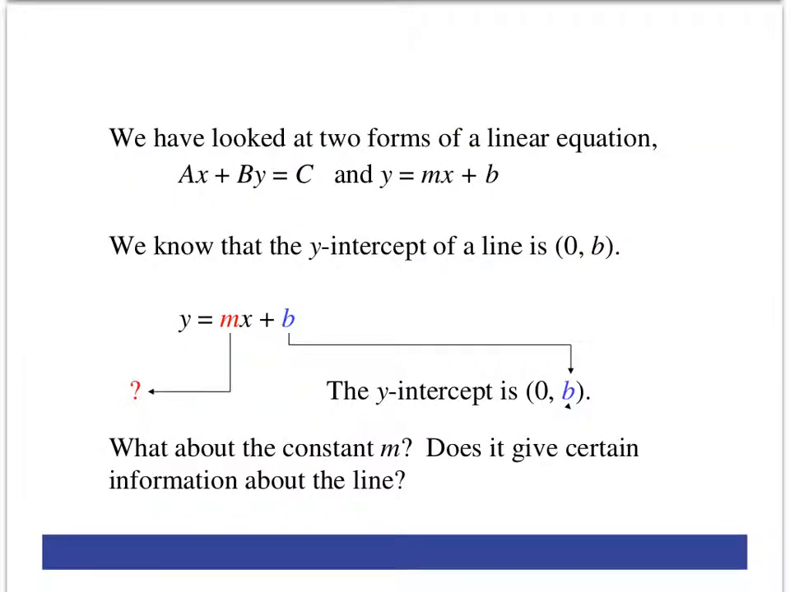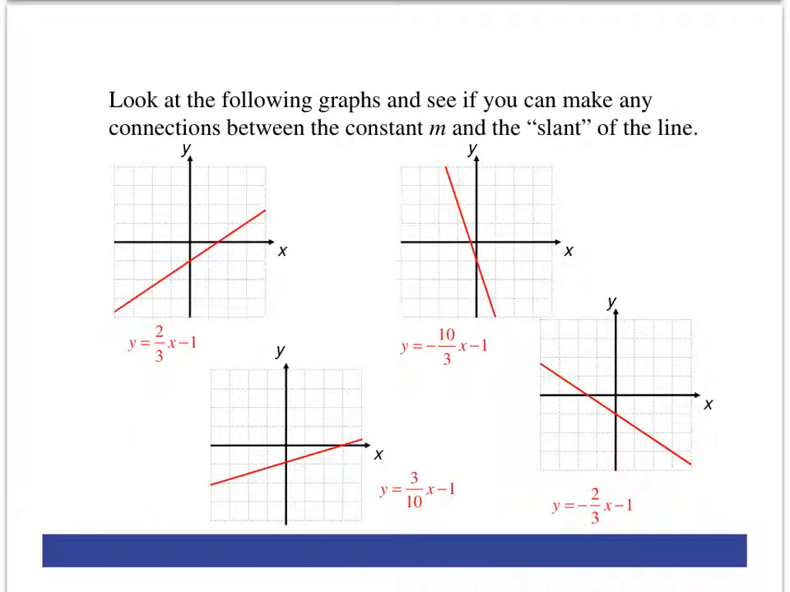So we've looked at two forms of linear equations in the previous section, ax plus by equals c, and y equals mx plus b. We know that the y-intercept of a line is at (0, b). So what about the constant m? Does it give certain information about the line? Look at these and see if you can tell anything different about the slants. I just want you to look at them for a second.